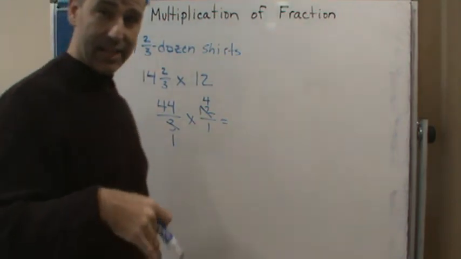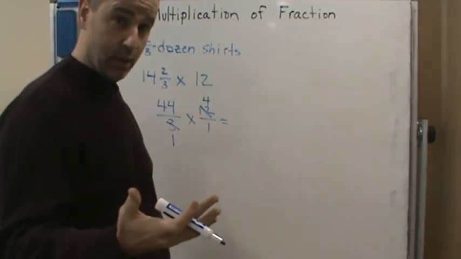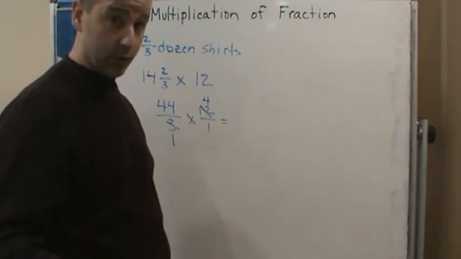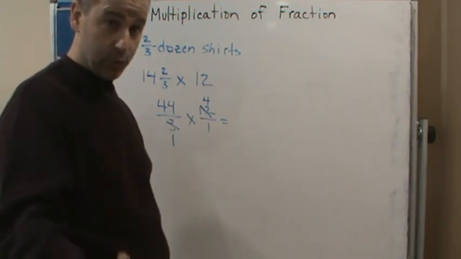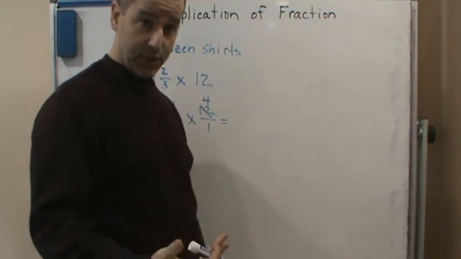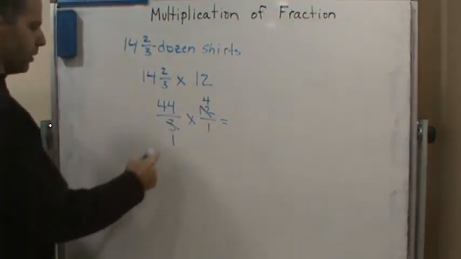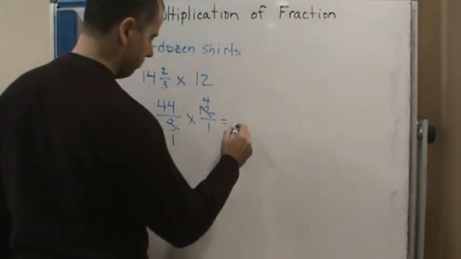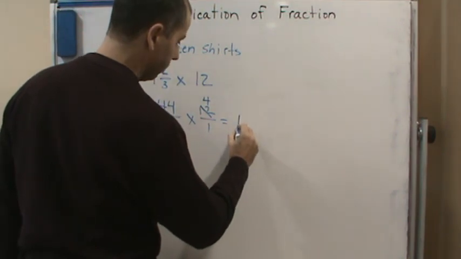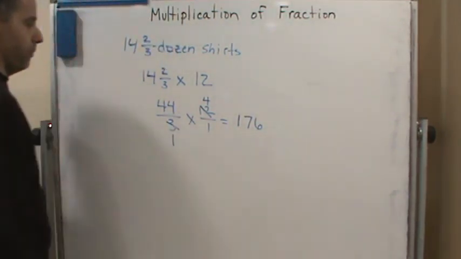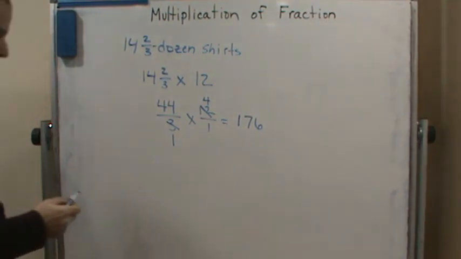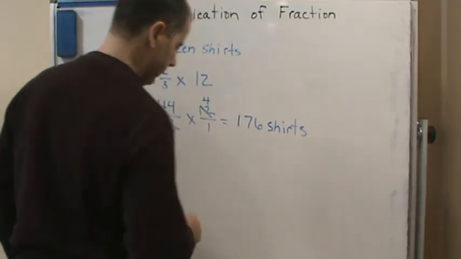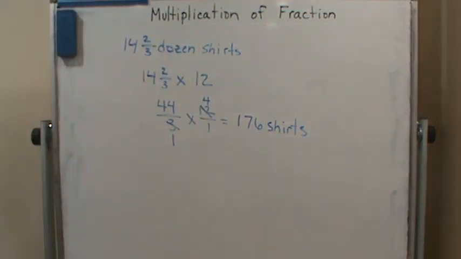Which makes sense, because if I'm counting shirts, I shouldn't get a fraction. I should get a whole number, or a fraction that reduces to a whole number, right? So again, gut check. Now, if I multiply across the top, I get 4 times 44, which is 176, over 1, which is 176 shirts. So the answer is, they purchased 176 shirts for the store.